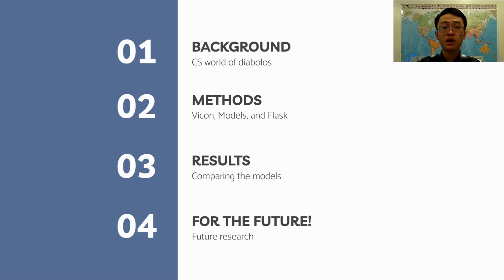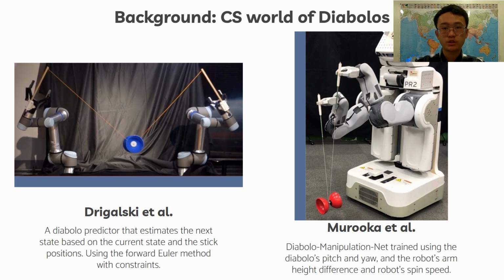I'm going to start off with talking about some background about the Diabolo and CS research done on it. Then I'm going to go into the specifics on the methods I've used for this project, including how I use Vicon, models, and Flask. And then I'm going to go through my results, like comparing the models and describing them versus the previous models. And I'm going to talk a little bit about how my research can be taken further in the future.